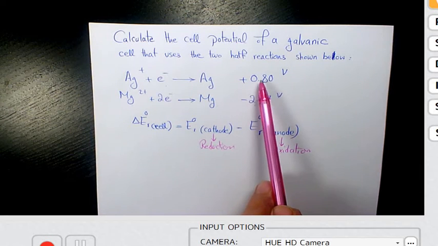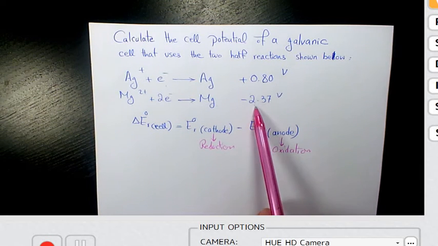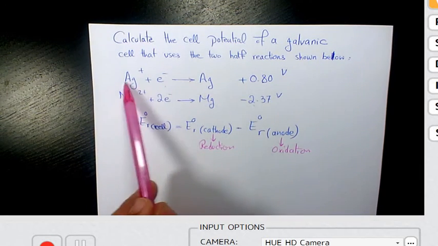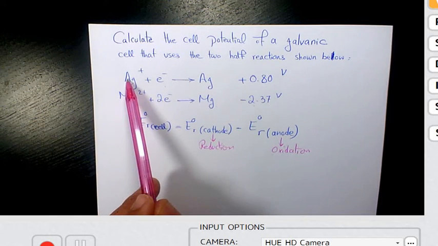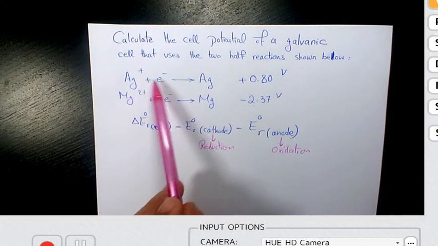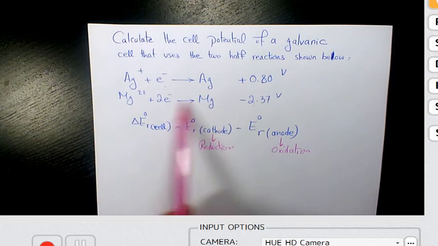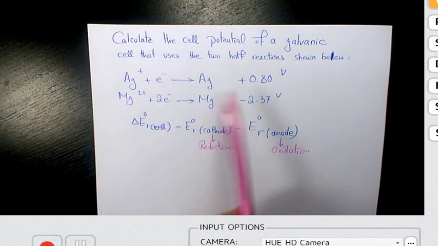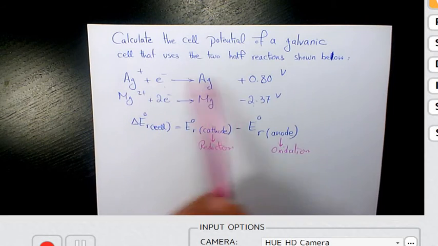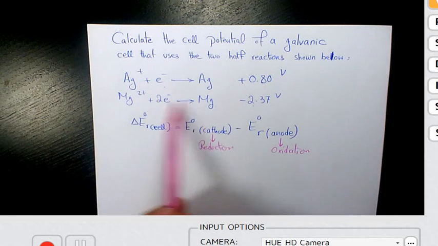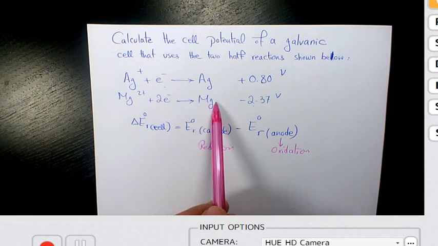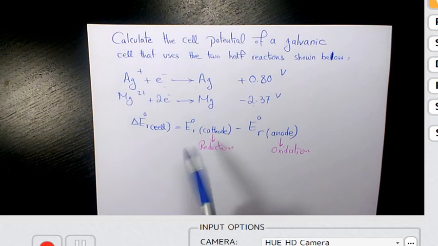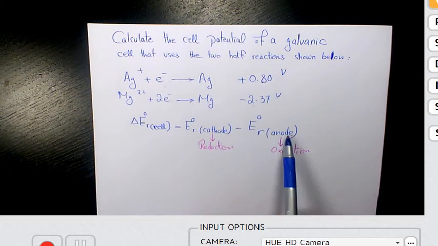So whenever we have a number greater than the other, it means that this one is going to be the oxidizing agent, and it is going to act as a cathode, and this one is going to be the reducing agent. Oxidizing agent is going to reduce, and reducing agent is going to oxidize. So we have E°R cathode minus E°R anode.